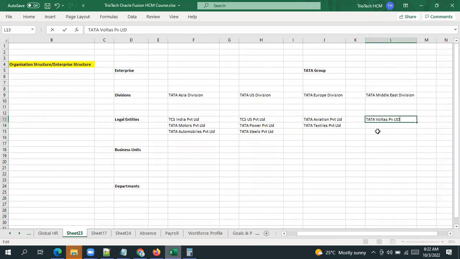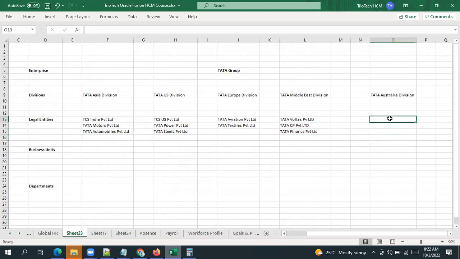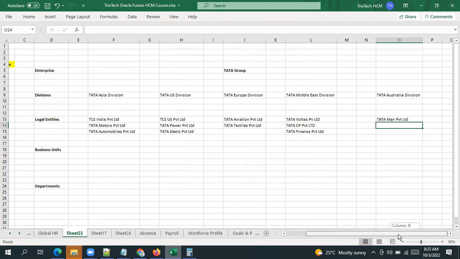Okay, and they have something like Tata CP, Consumer Products Private Limited. And let's say here they have something like Tata Finance Private Limited. So they are the companies in this Middle East team. And in Australia, they might have something called Tata Manufacturing Private Limited. Let's say there is one organization they are having in this particular region team.